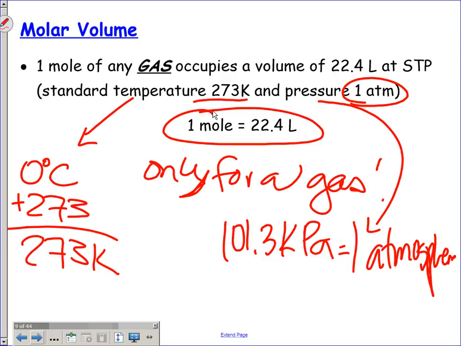Yes, ma'am? How do you get to STP conditions? We are going to work with gases a lot more later, but really, we will assume a lot right now, and we are going to assume we are always at STP conditions for this point in time.